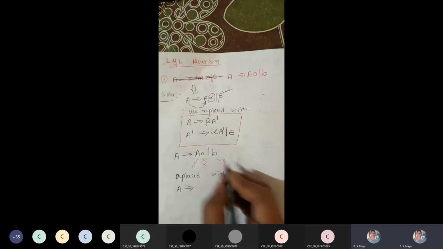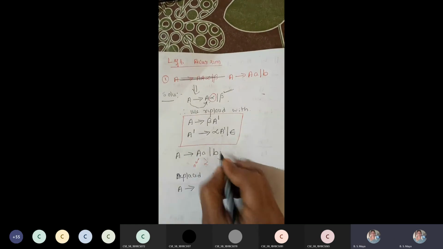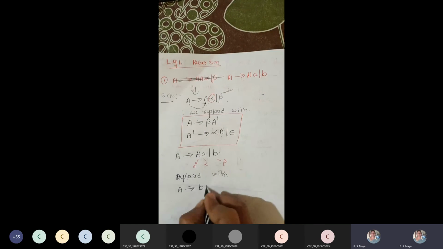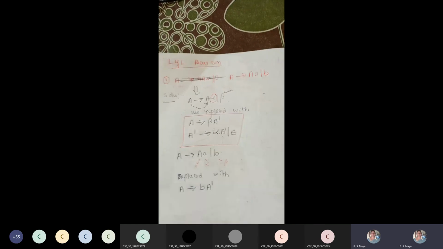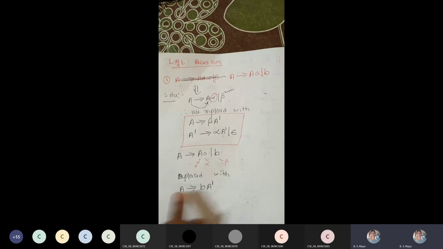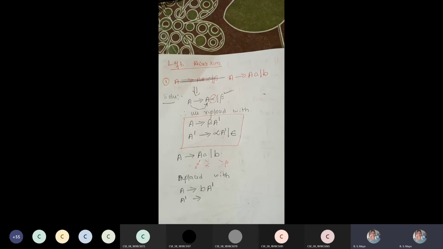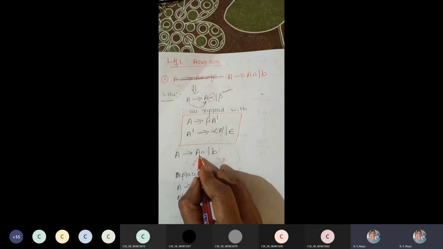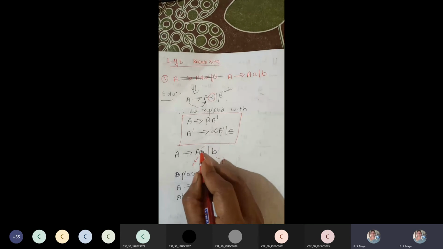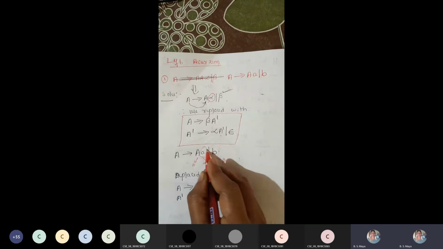Beta is B. A derives B into a new non-terminal A dash. You can take any new non-terminal except this A; you can choose B, you can choose C, anything. Then what is A dash? Because I am defining a new thing, I have to define it in the next line. A dash is the remaining. What is the remaining in this production? You leave only A. What is remaining in this?